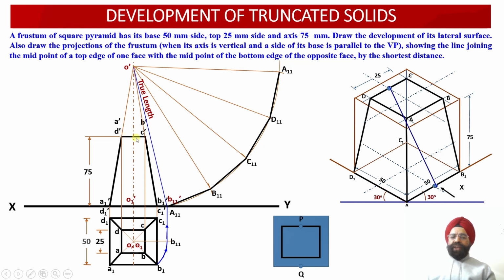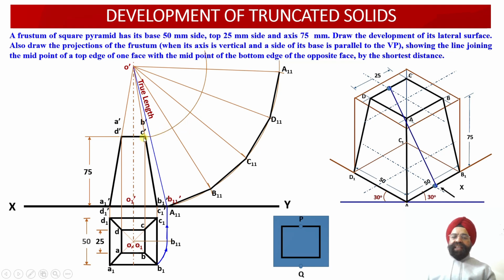Similarly, since it is the frustum of the square pyramid, we can check. Here we have the apparent length corresponding to the slant edges, starting from O dash up to B dash C dash. Now this apparent length we have to transfer onto the true length. We have transferred all these 4 points A dash, B dash, C dash, D dash onto the true length, so the point names will be A1 dash, B1 dash, C1 dash and D1 dash. Now with radius equal to O dash A1 dash, B1 dash, C1 dash and D1 dash, another arc has been drawn corresponding to the top face of the frustum of the square pyramid.